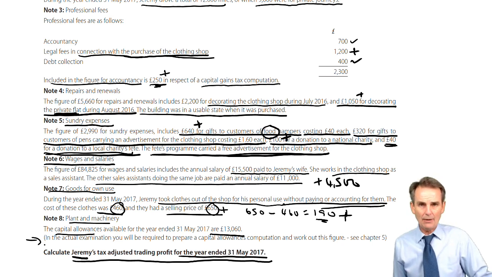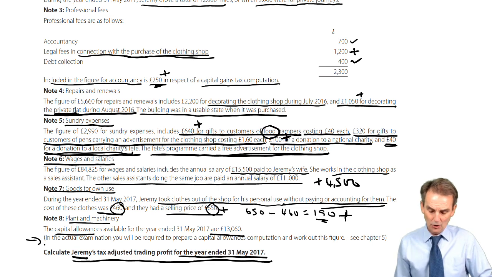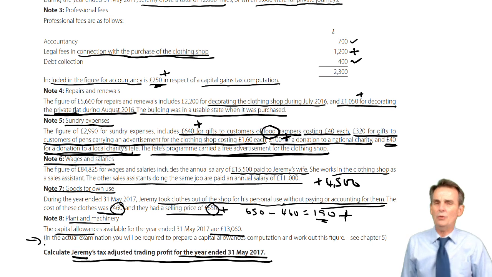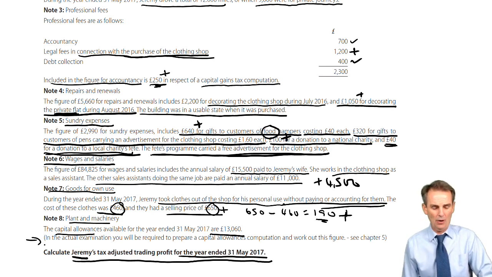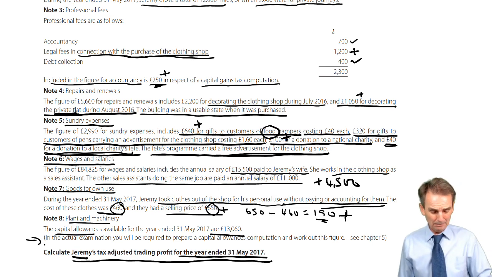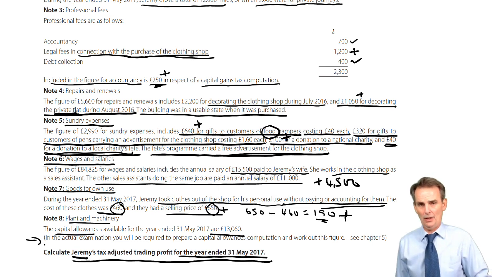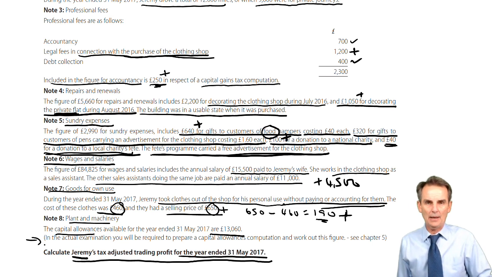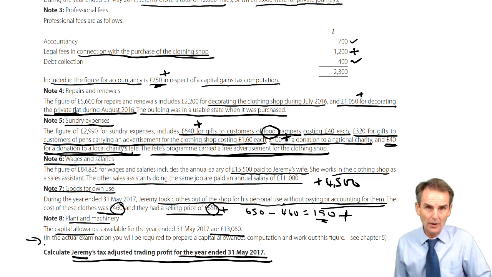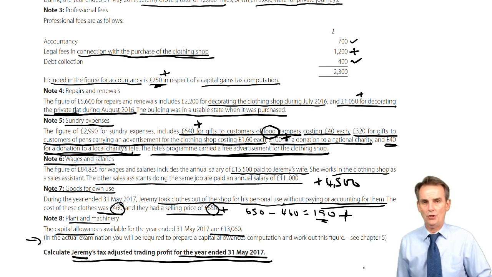What I want you to do now, however, is to make sure you've noted down all those adjustments, compute therefore what you think the tax adjusted trading profit of Jeremy's business is, and check that out with a model answer. Once done, there are practice questions that you can have a go at here, and then ensure that you're ready to join us in Chapter 5, where we deal with the capital allowances available on qualifying plant and machinery. As ever, look forward to seeing you there.